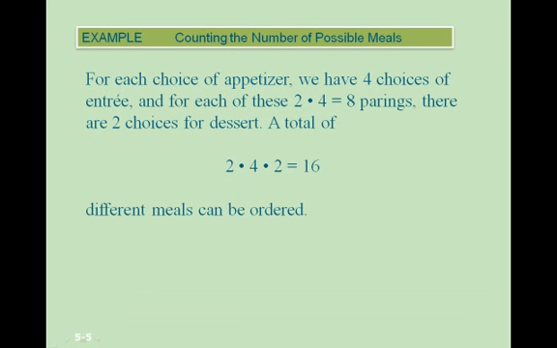So in this example, we'll count the number of possible meals. For each choice of appetizer, we have 4 choices of entree, and for each of these 2 times 4 equals 8 pairings, there are 2 choices for dessert, which is a total of 2 times 4 times 2 for the desserts, which will give us 16 different meals that can be ordered.